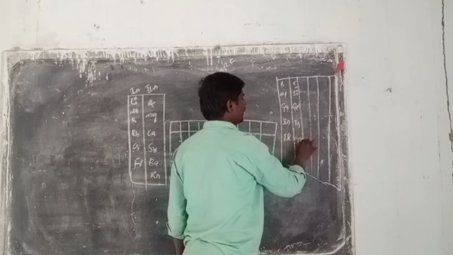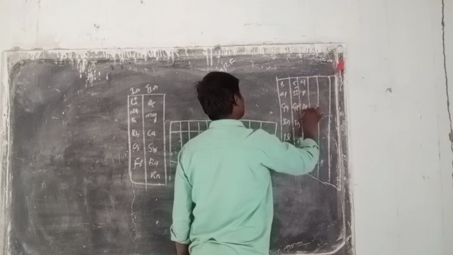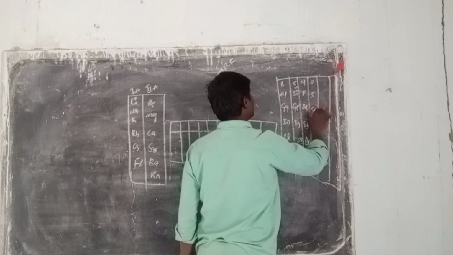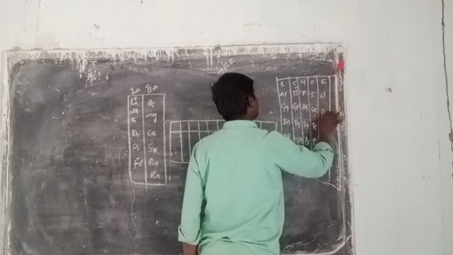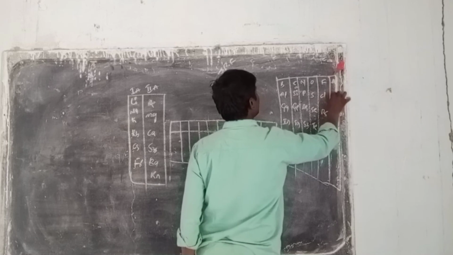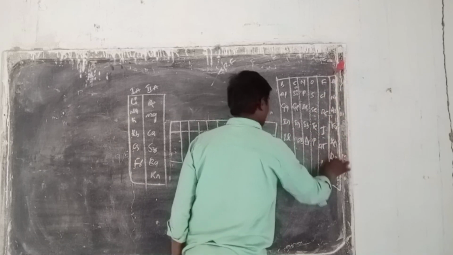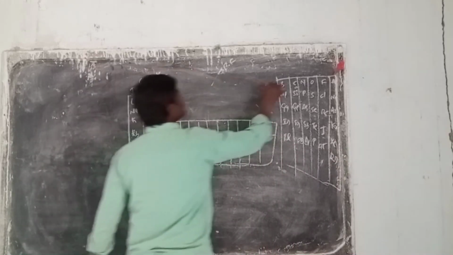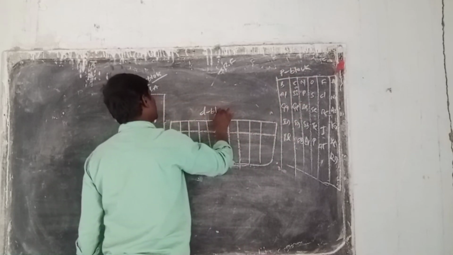tin, lead, nitrogen, phosphorus, arsenic, antimony, bismuth. Now oxygen, sulfur, selenium, tellurium, polonium, fluorine, chlorine, bromine, iodine, astatine, helium, neon, argon, krypton, xenon, radon. This is the S block, this is the P block, and this is the D block.